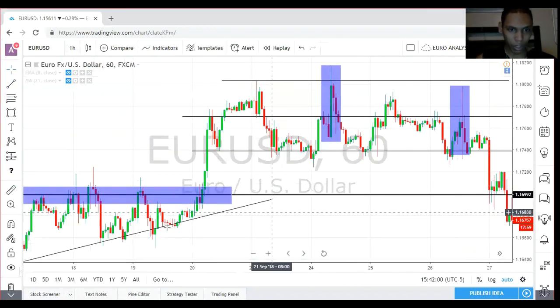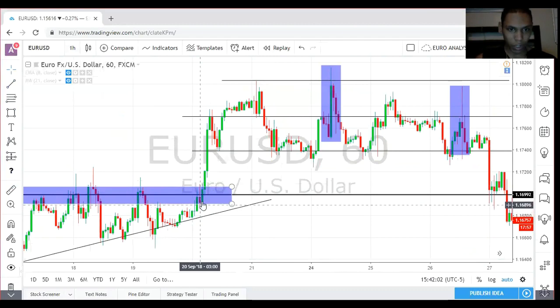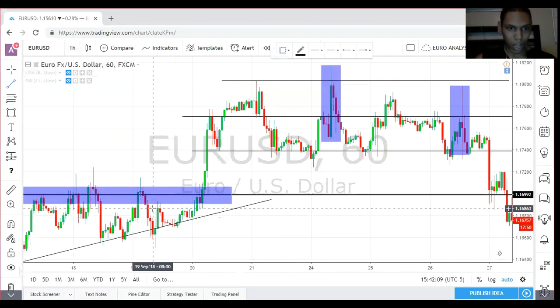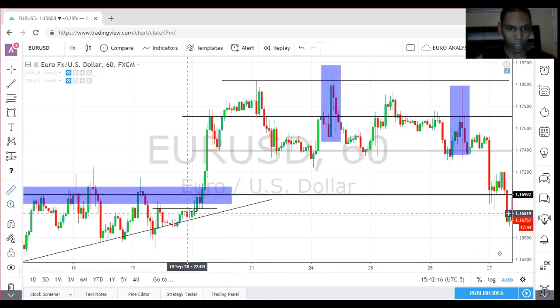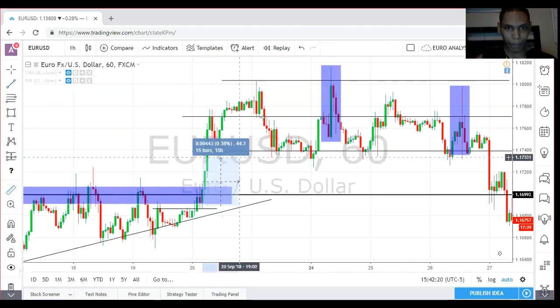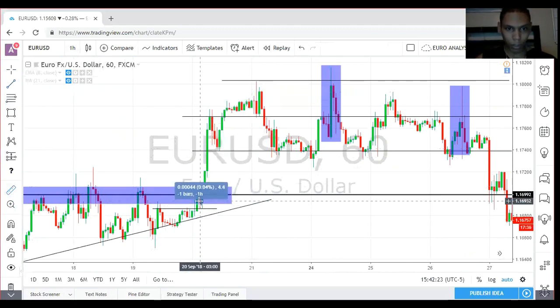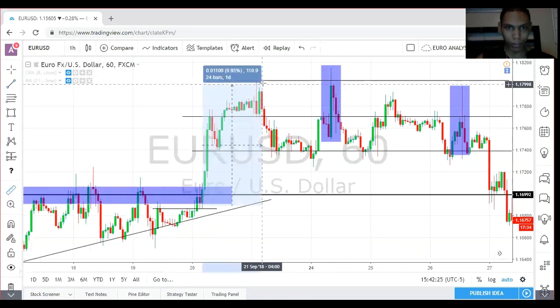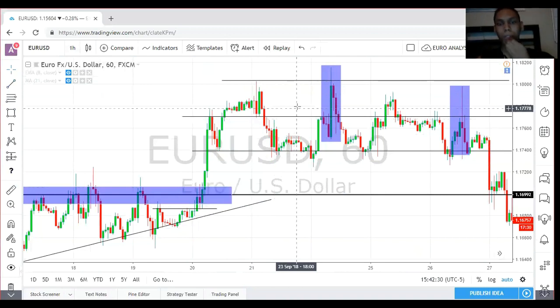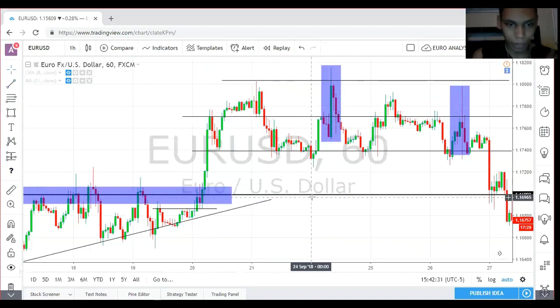Would have definitely entered right here on this bullish engulfing because it broke this previous lower high right here. We bought right here. Stop loss below this wick. Buy. Bullish engulfing, retracement, entry, buy. 114 pips. Guys, I can't make this stuff up.